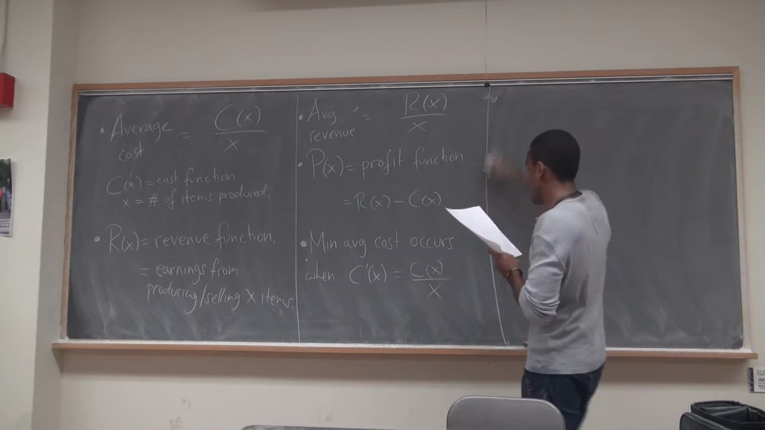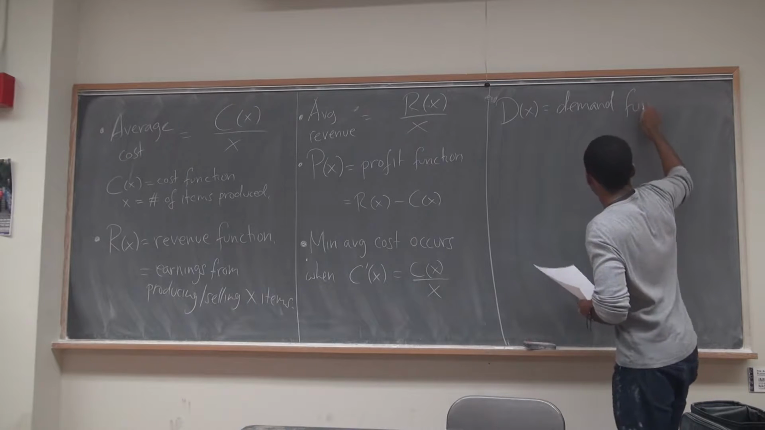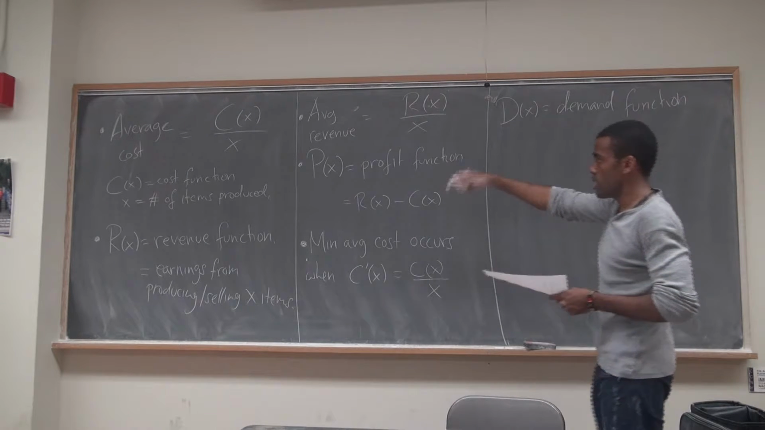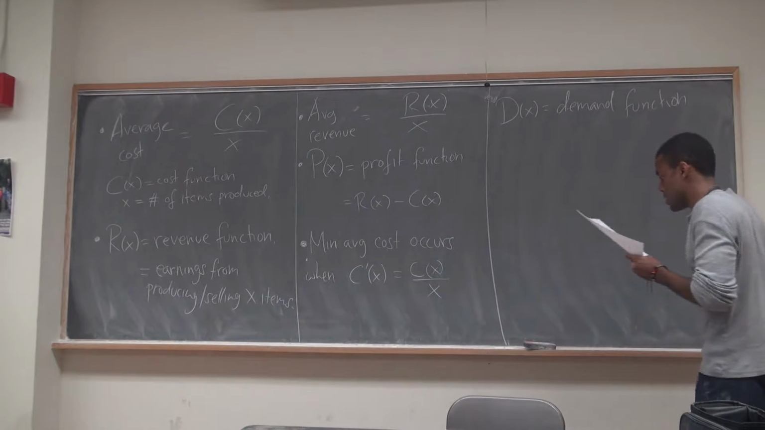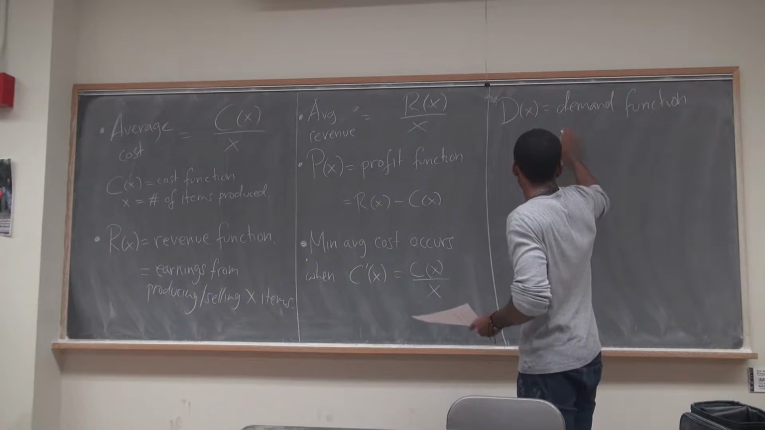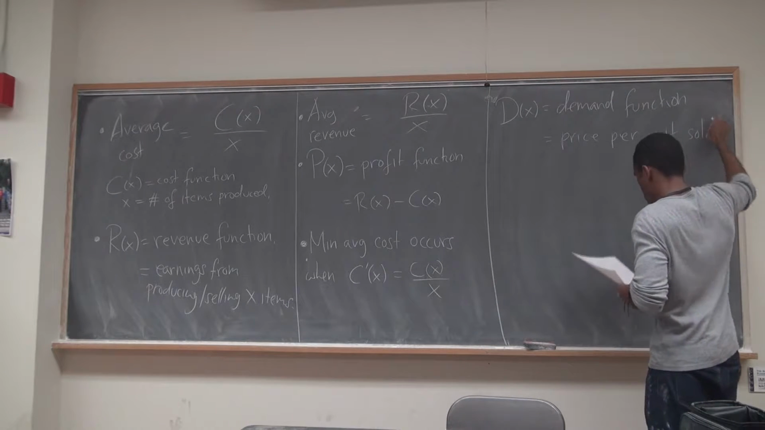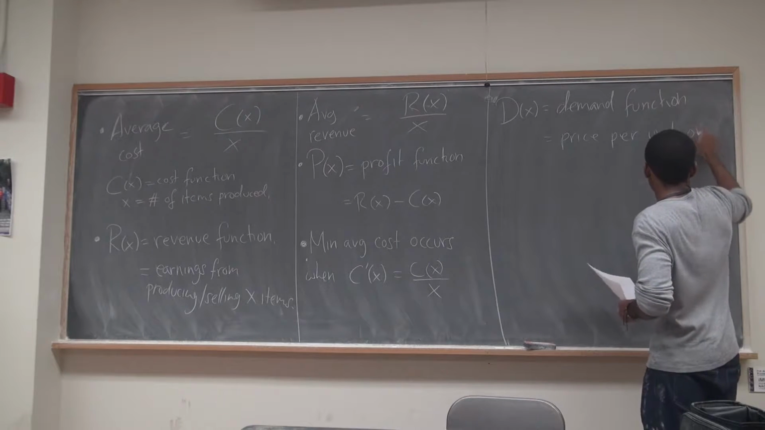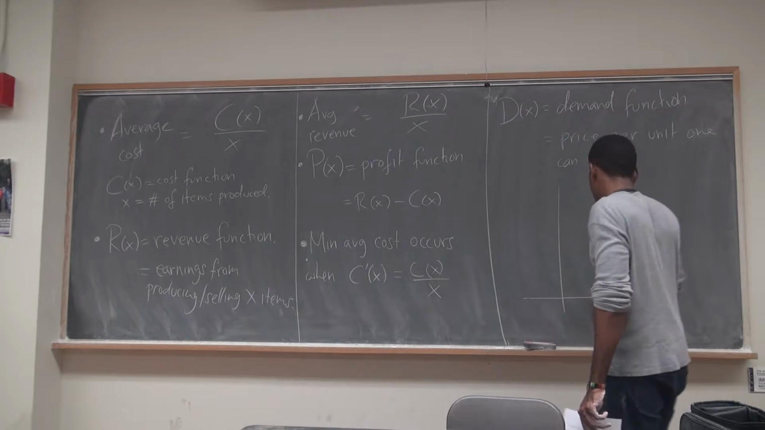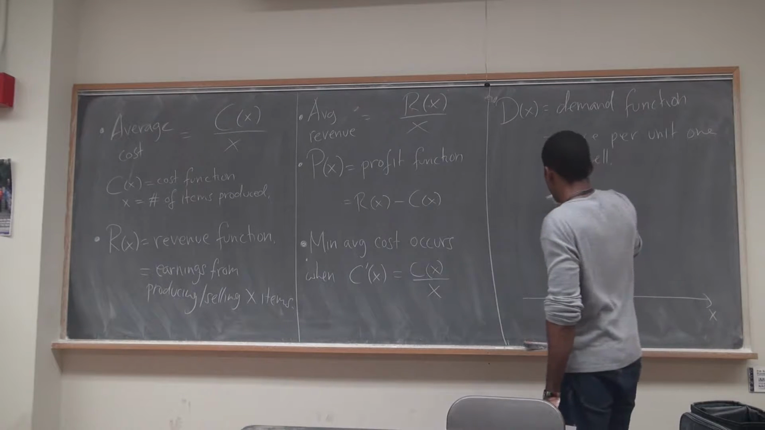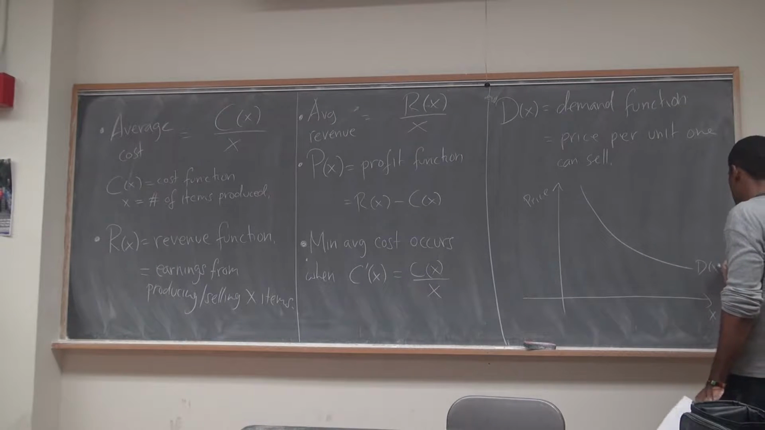What else did I want to tell you? D of x is what's called the demand function. And these are all notations. In these contexts, whenever we're talking about economics, C we always refer to as cost, R will be revenue, P will be profit. D is the demand function, which in this context we're going to look at as the price per unit sold, the price per unit one can sell. It's sort of the demand for the product, and how much you can make from it. So this will be a demand function.